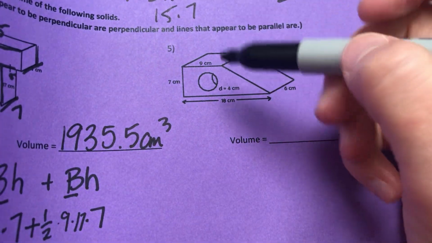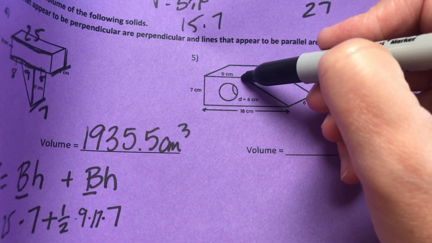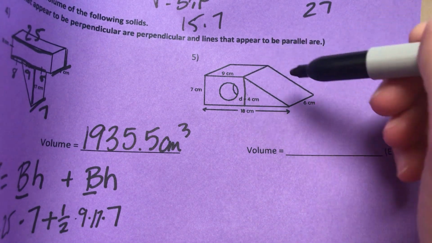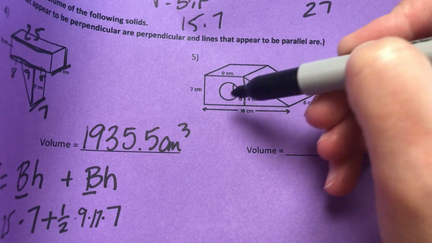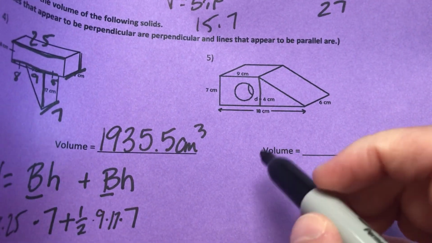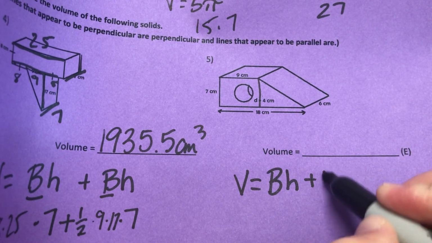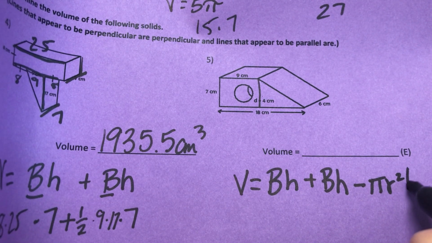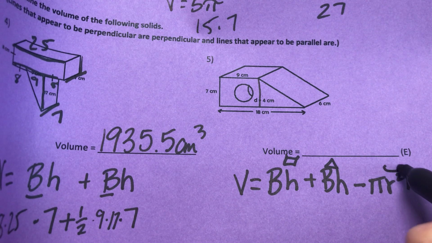On the right, I have a trapezoidal prism technically, but I'm gonna go ahead and cut that into a rectangle and into a triangle so that I can deal with those. And then I need to subtract this cylinder because there's a hole in it, so I need to subtract that cylinder out. So the volume is going to be area of the base times height plus area of the base times height minus pi r squared h. So this is my rectangular prism, this is my triangular prism, and this is my cylinder.